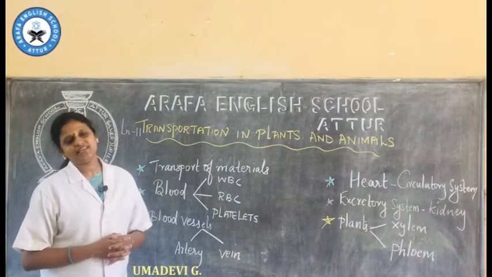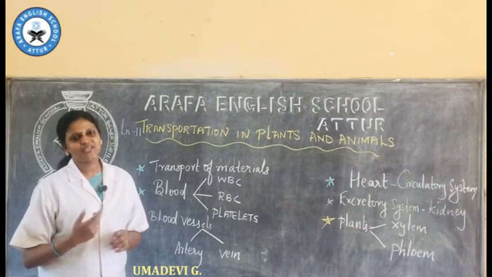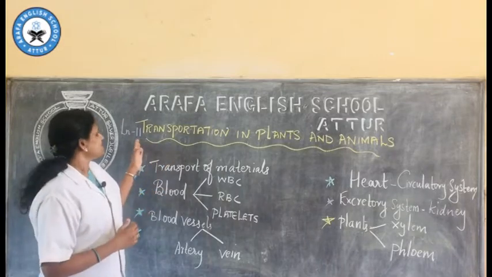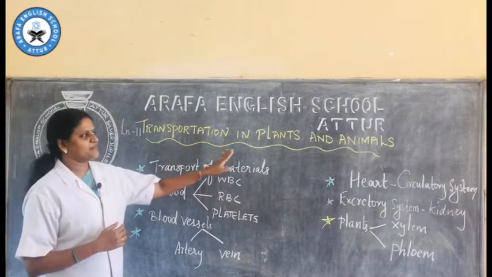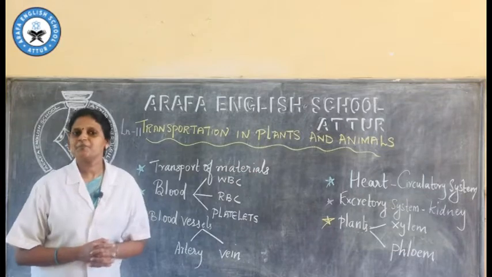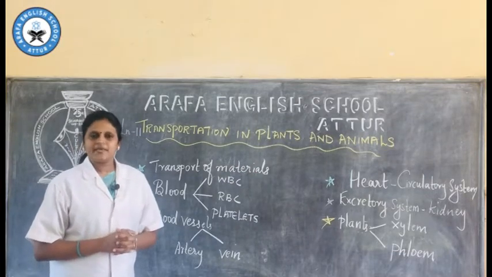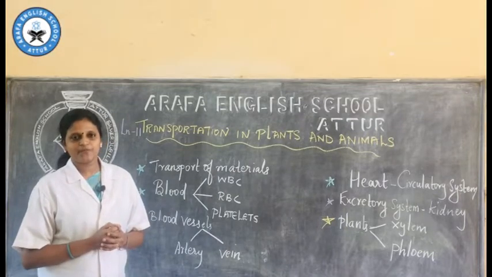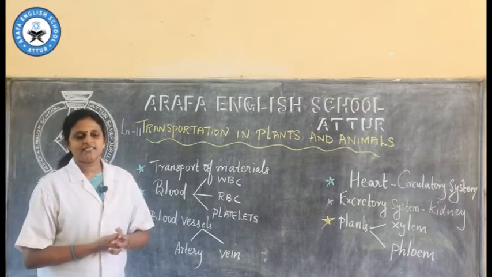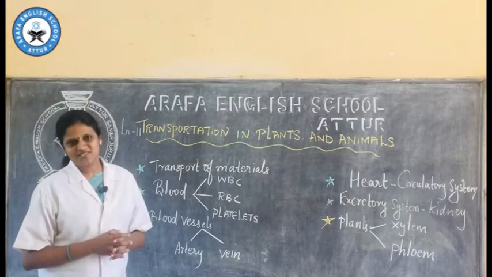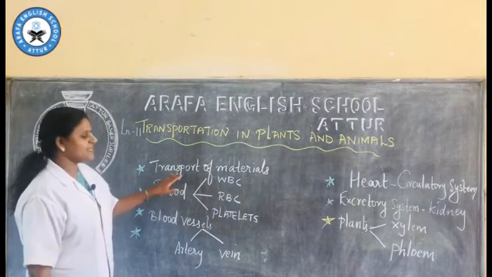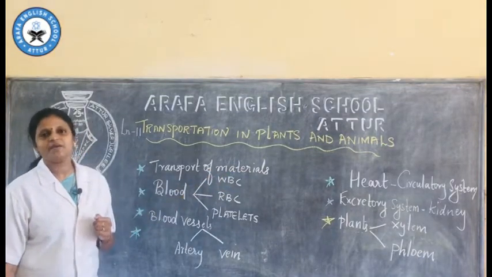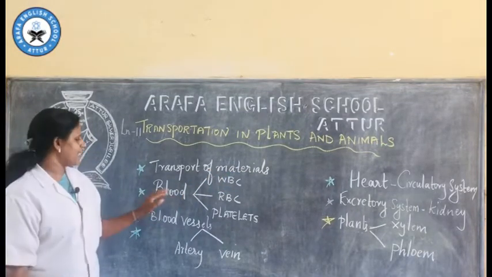So already we have done the revision in the classes, but again we will go for a recap. Let's start the session with lesson number 11, transportation in plants and animals, which comes under biology. First, all the organisms in the world need a medium of transport to transport their materials like important nutrients and oxygen. Transportation of materials is very important in organisms, and it is done with the help of a medium known as blood.